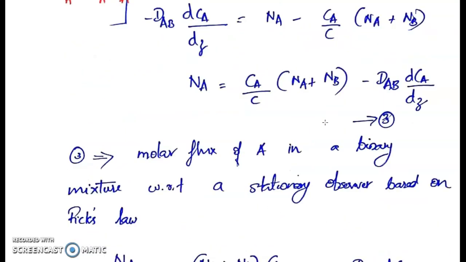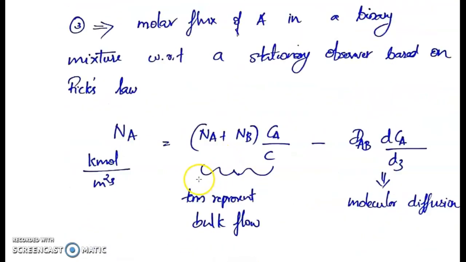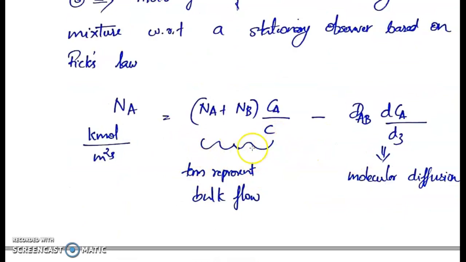Okay, so let us have a look at the equation for NA. Here we can divide this into two parts. The first part is (NA plus NB) into CA by C, and the other is minus DAB into dCA by dZ. This quantity represents the molar flux relative to molar average velocity, and I can say according to Fick's law this represents molecular diffusion, and this quantity here represents bulk flow. Why is it like this?